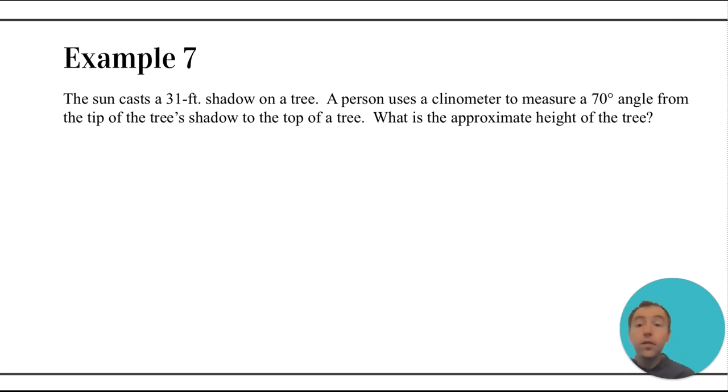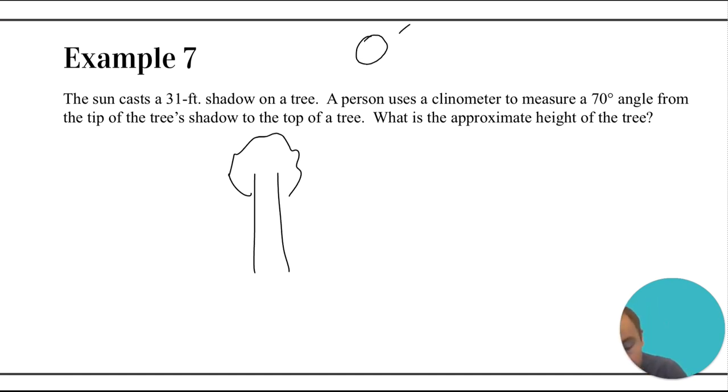All right, so now in this context, we have a sun that's casting a 31-foot shadow on a tree. A person uses a clinometer, a tool you can use to measure angles, and it measures a 70-degree angle from the tip of the tree shadow to the top of the tree. So what is the approximate height of the tree? All right, so we've got our tree, right? And then up here in the sky is the sun, and it's shining on the tree.